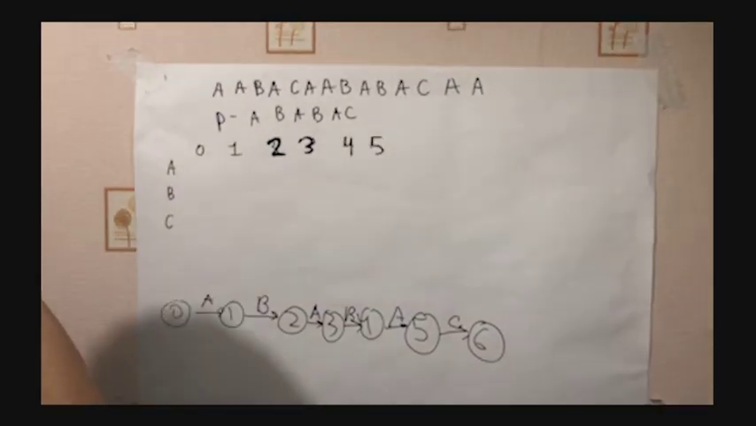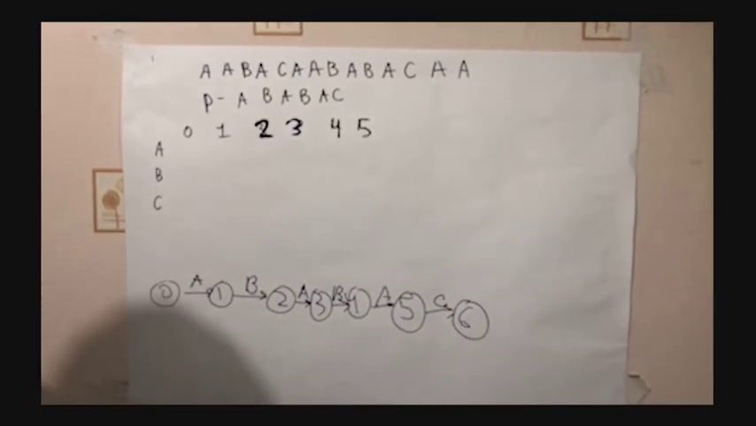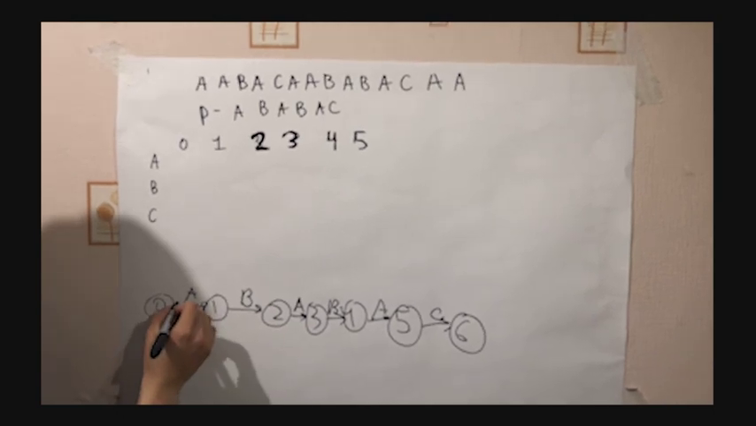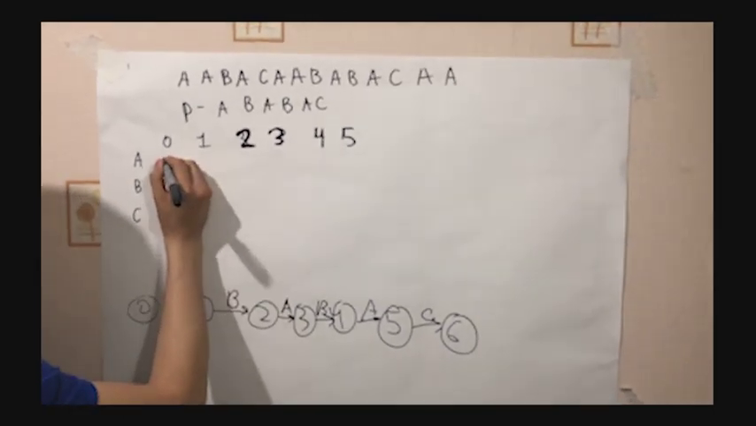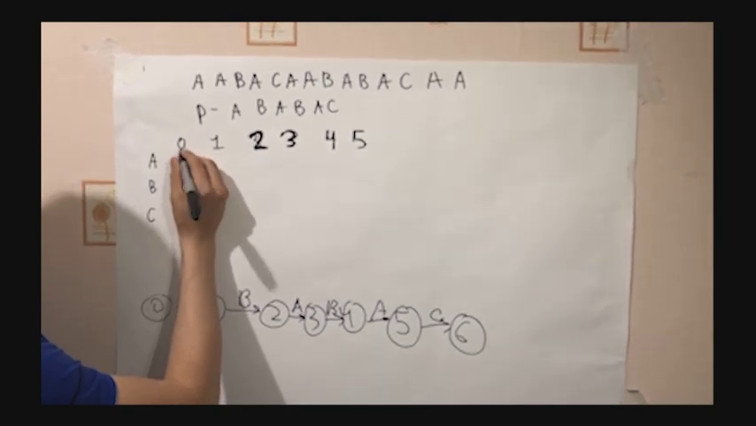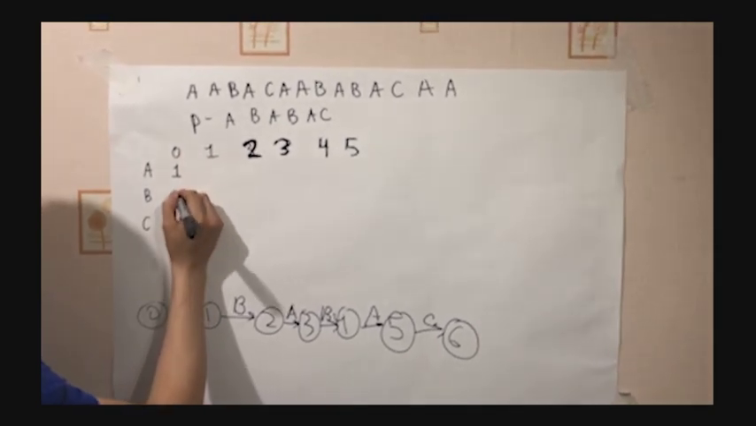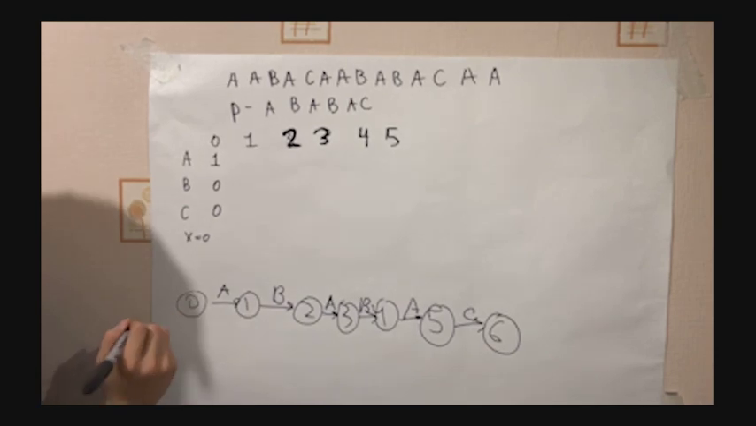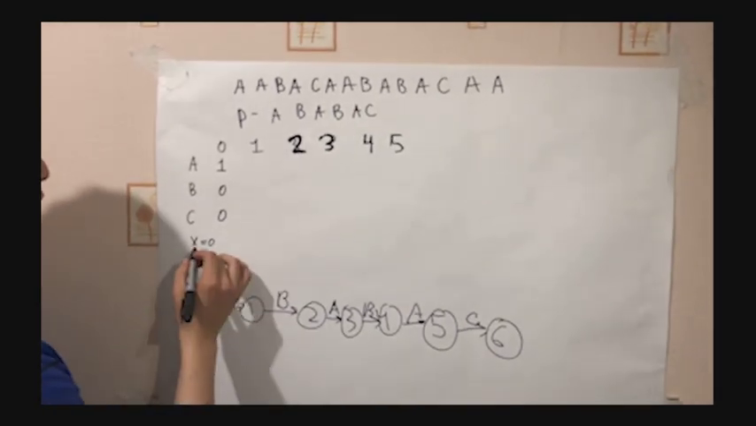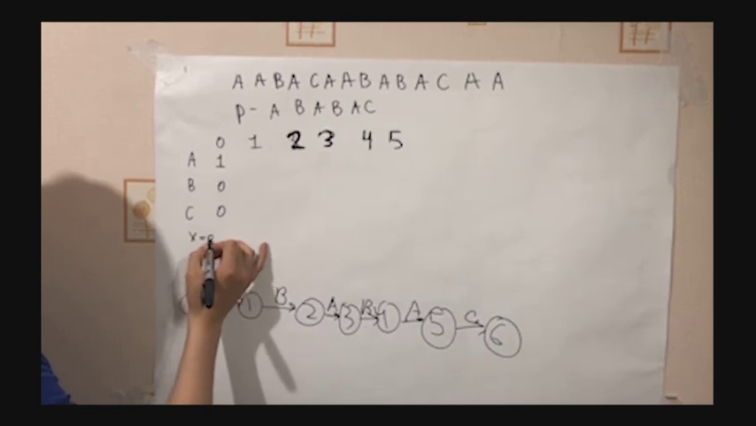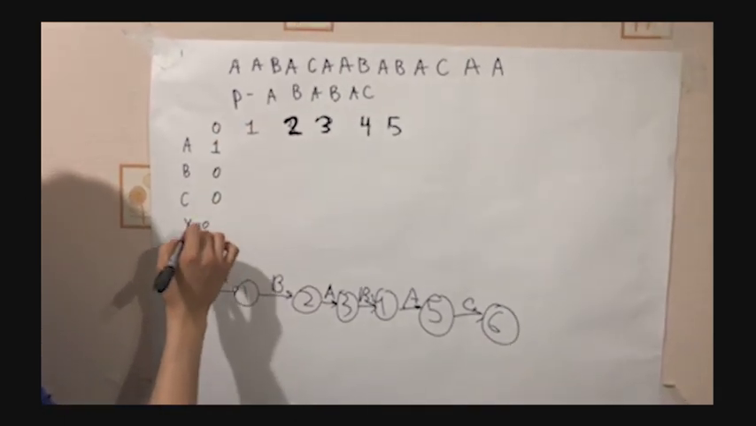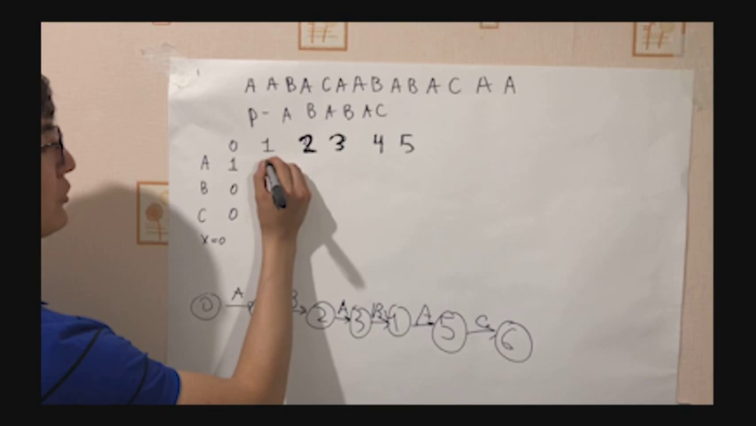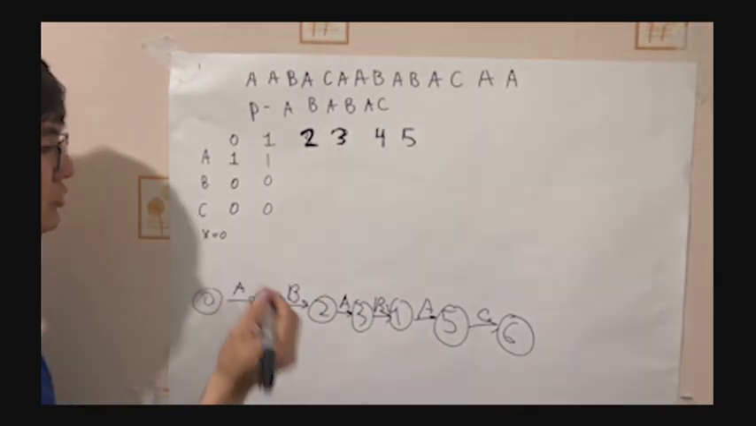Now let's start our algorithm. First, from the 0 cell to the first cell, the letter A goes. We write here A 1, because from the 0 cell to the first cell goes A, others 0, and we save X as 0. In the first column we write the 0 row, for example, 1 0 0 0 0.